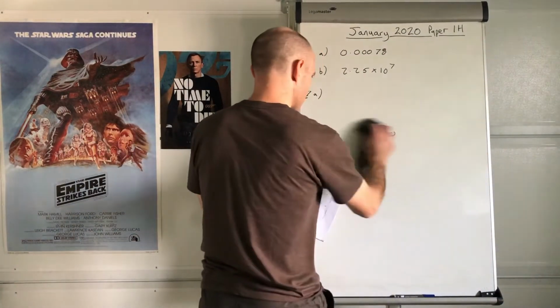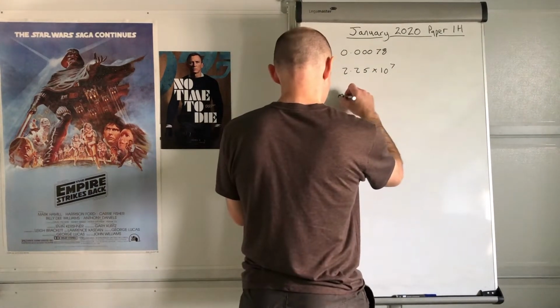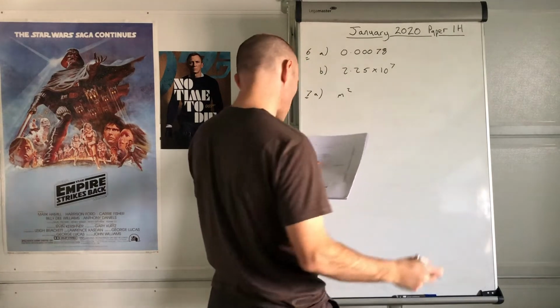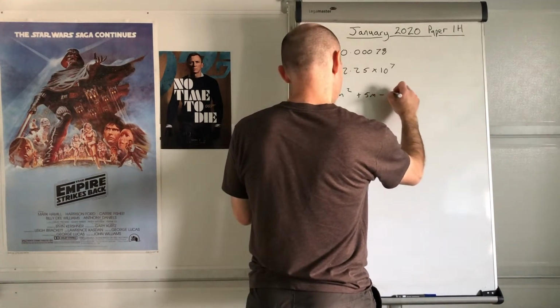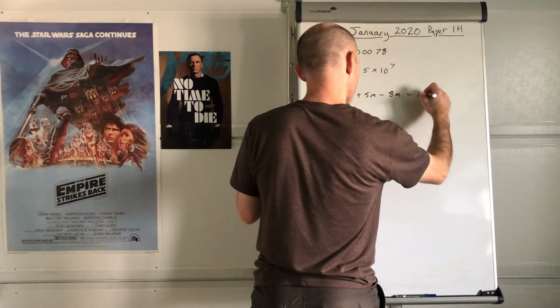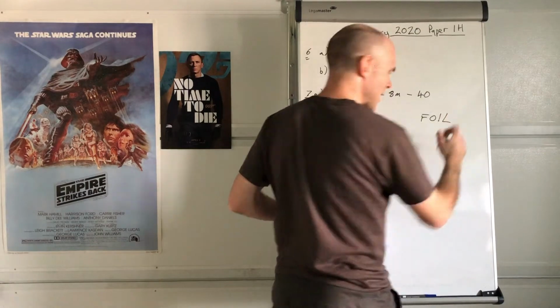Right. Question 7. Expand the brackets. Okay, so maybe some of you can just write down the answer. I'm hoping so. So we've got m squared plus 5m minus 8m subtract 40. Are you using FOIL to expand the brackets? Are you doing it in your head? Okay.